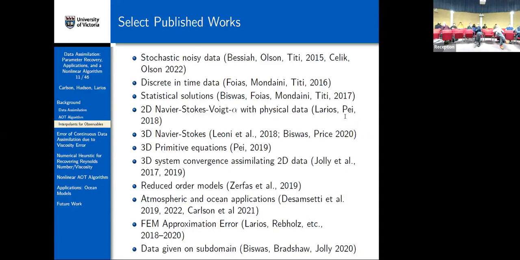And so what's happening here is looking at the Navier-Stokes-Voigt alpha equation. You can show convergence up to an error dependent on alpha if you're assimilating physical data from true 2D Navier-Stokes. So that's work of Larios and Pei, 2018. There's also been some work on the convergence of the Leray-Hopf weak solutions to 3D Navier-Stokes, 3D primitive equations, which is important for the WRF and MPAS work, and a 3D system assimilating 2D data is also really important.